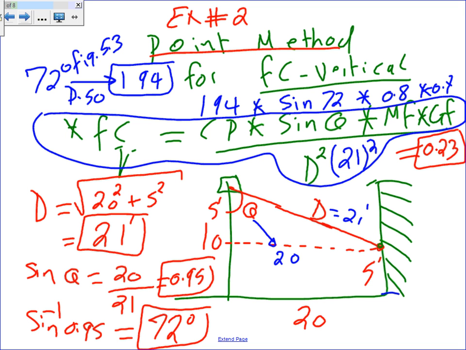Take sine 72, multiply it by 0.8, 0.7, divide by 21 squared, and that will get you 0.25. Oh, okay, sorry, the CP, 194. One more time, any questions, guys, about this? This is how to do a foot candle calculation, not just for floodlights, any light, based on the vertical. The key point here is to do the math on this triangle, right?